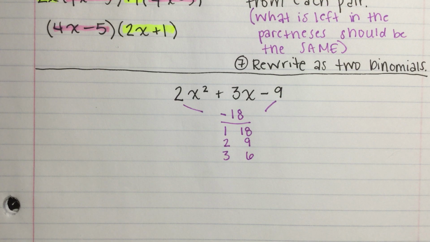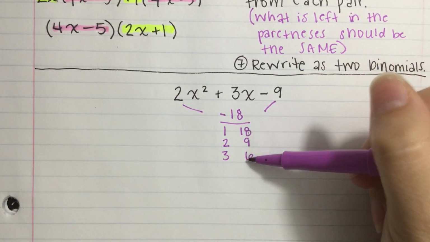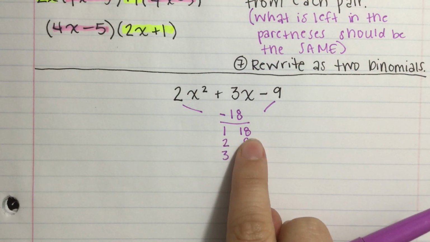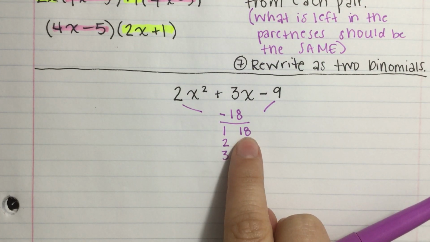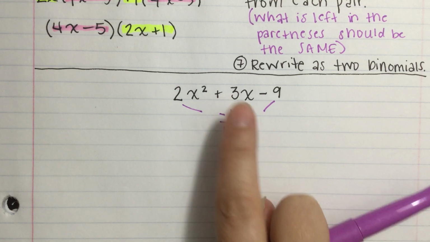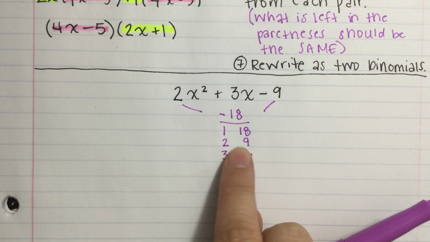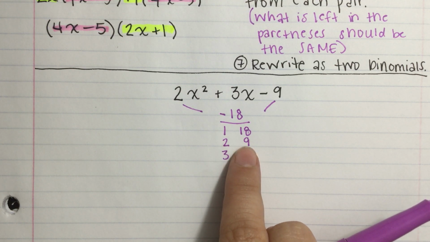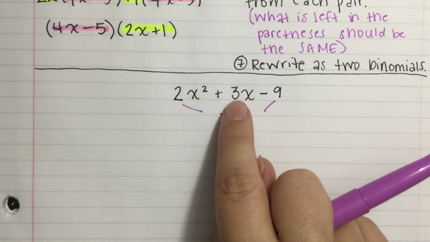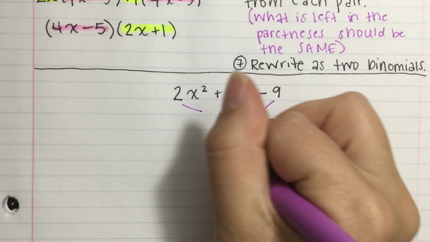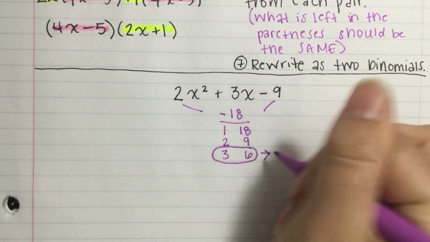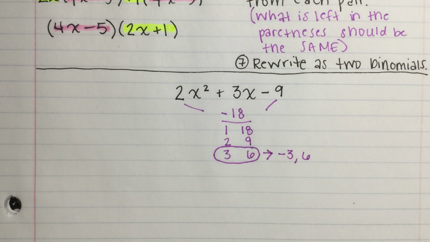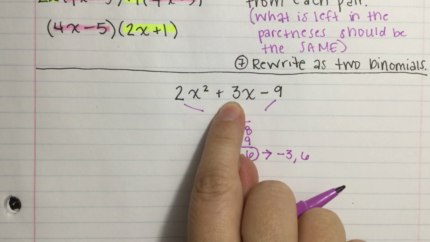Now, I want to find the set of factor pairs that's going to get me a sum of positive 3. There is no way, no matter which number I make negative, for 1 and 18 to get me a sum of 3. Again, with 2 and 9, it doesn't matter if I make 2 negative or 9 negative, there is no way to make my sum positive 3. But with 3 and 6, if I make the 3 negative and the 6 positive, I would end up with a sum of positive 3.